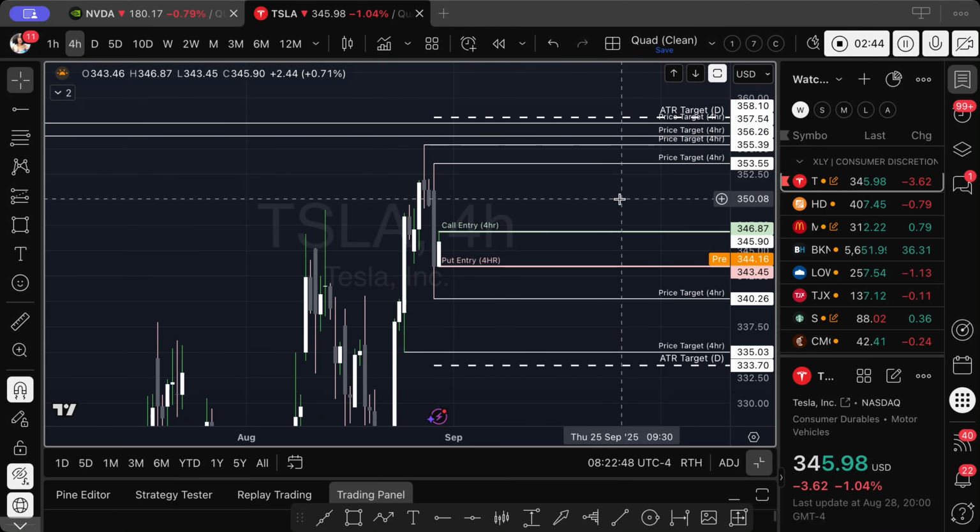So again, to the upside, if we decide to make market structure, which is higher highs, higher lows, or strength and momentum to the upside, we're looking at about in the money to 355. To the downside, we're looking at in the money to 335. So if we do market structure to the downside, in the money to 335.